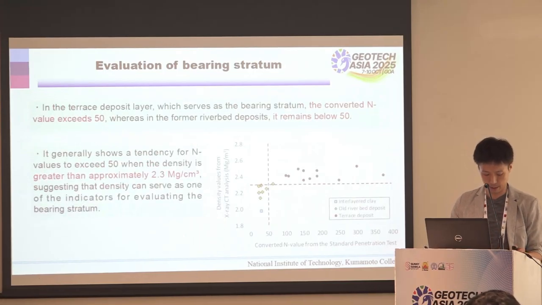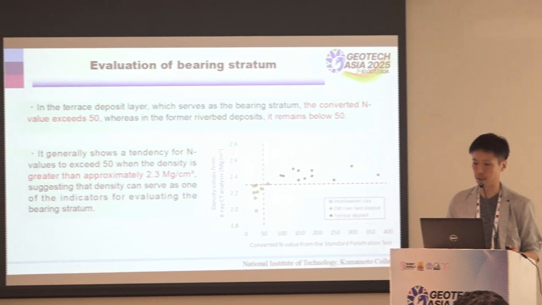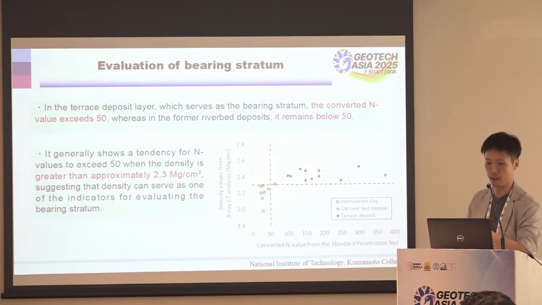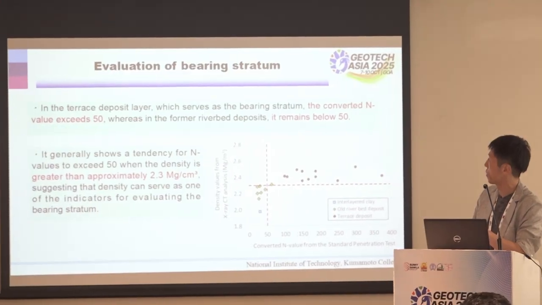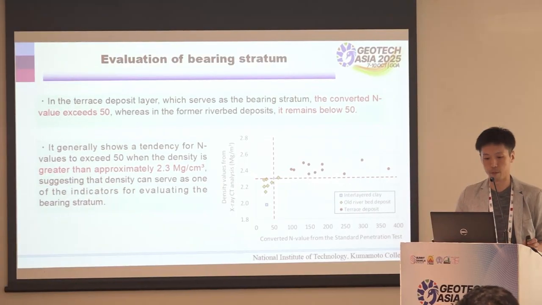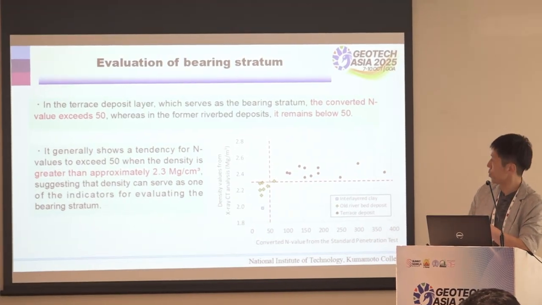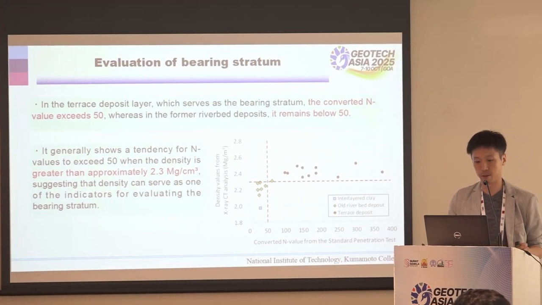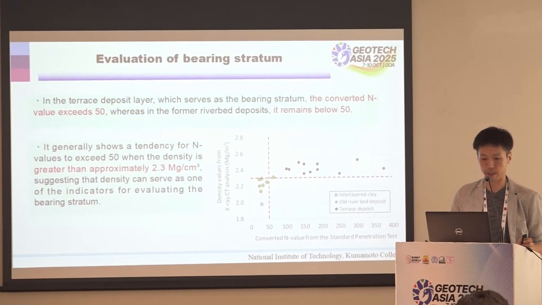And next, I will discuss the correlation between the density values obtained from X-ray CT analysis and the converted N values. In the terrace deposit layer, which serves as the bearing stratum, the converted N value exceeds 50, whereas in the former riverbed deposits, it remains below 50. It generally shows a tendency for N values to exceed 50 when the density is greater than approximately 2.3, suggesting that density can serve as one of the indicators for evaluating the bearing stratum.